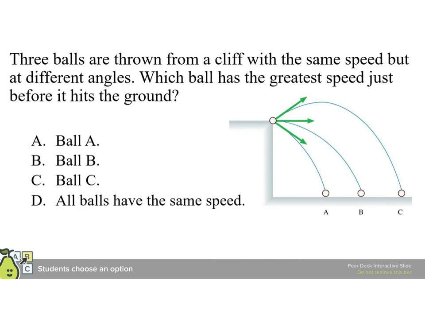Three balls are thrown from a cliff with the same speed but at different angles. Which ball has the greatest speed just before it hits the ground? This is almost a trick question because they start with the same kinetic energy and they fall through the same height. So they're going to give up the same gravitational energy and increase the kinetic energy by the same amount. So they're going to have the same speed.